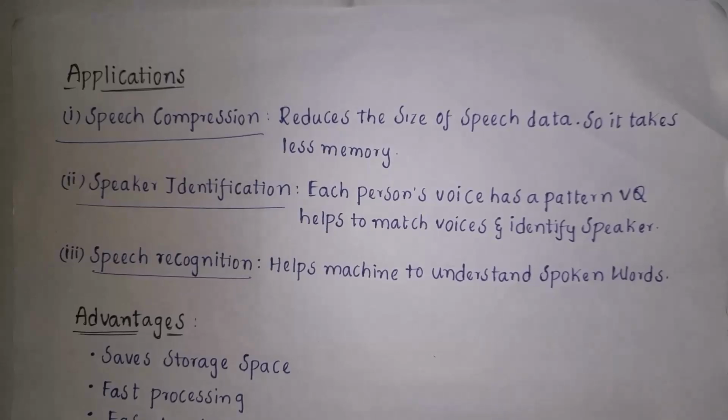And the second one is speaker identification. Each person will speak in different ways and each person's voice is different. So we can also match and identify the speaker by using the vector quantization method. And the next one is speech recognition. Whenever we speak, the system will understand our words by using the vector quantization method.